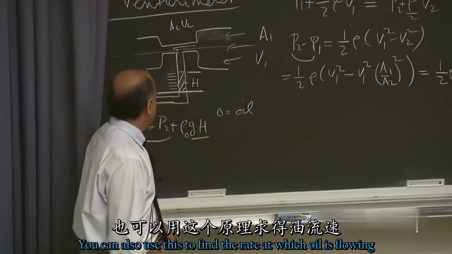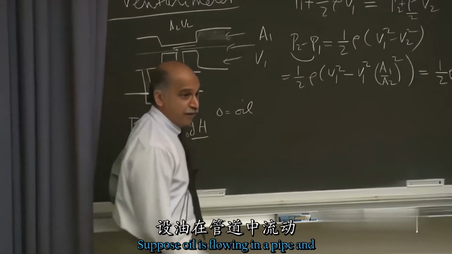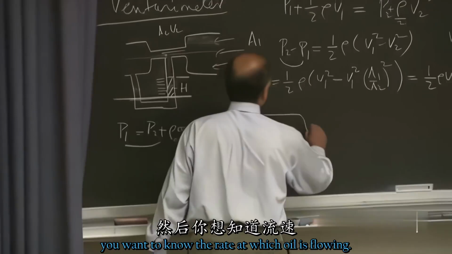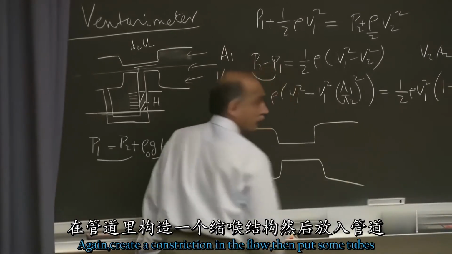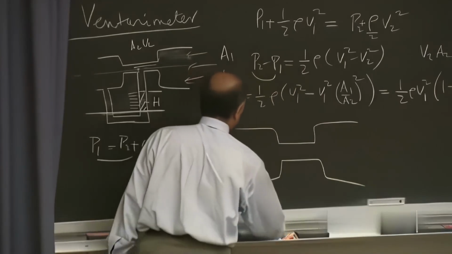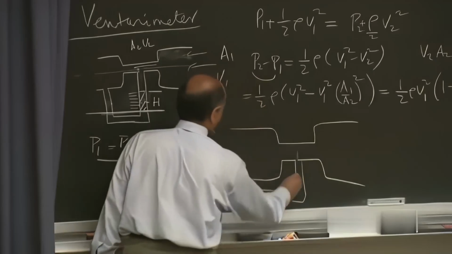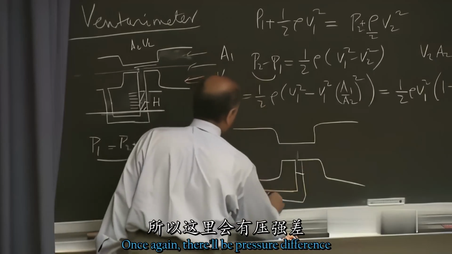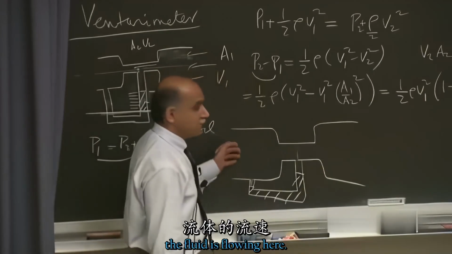You can also use this to find the rate at which oil is flowing. Suppose oil is flowing in a pipe, and you want to know the rate at which oil is flowing. Again, create a constriction in the flow. Then put some tubes. These cannot be oil. This got to be some other fluid. Once again, there will be pressure difference, and there will be height difference. And from the height difference, you can find the rate at which the fluid is flowing here.